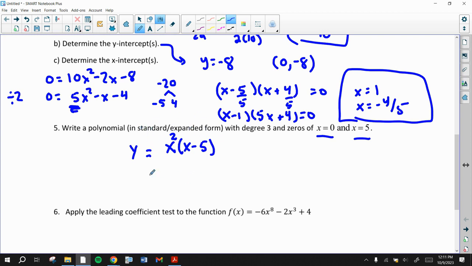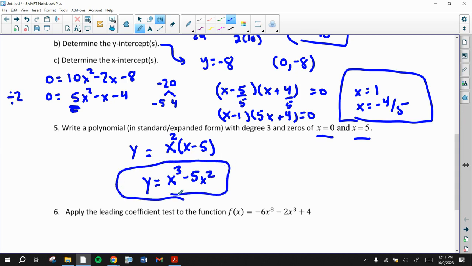We want it in expanded form, so you just have to multiply it out. So just distribute: x cubed minus 5x squared, and that is it. There's more answers you can come up with on this one, but that's probably the easiest.